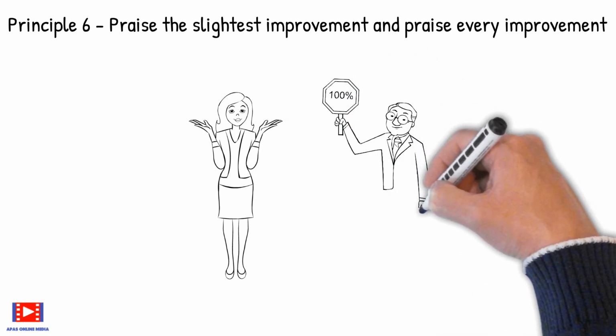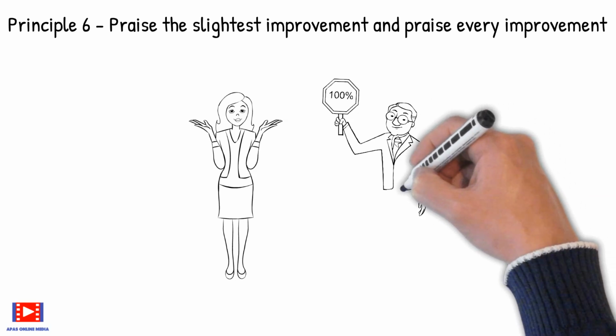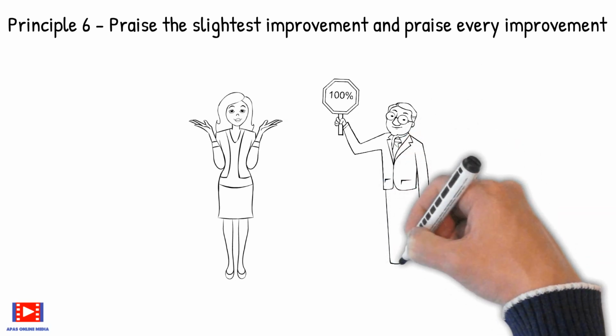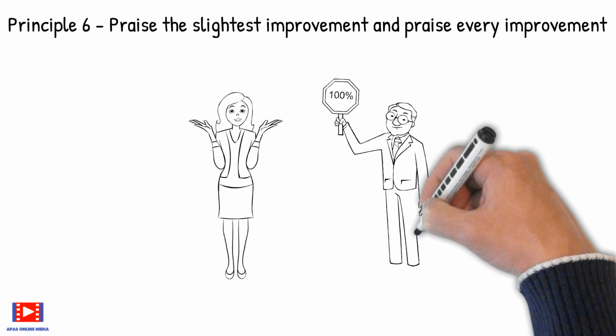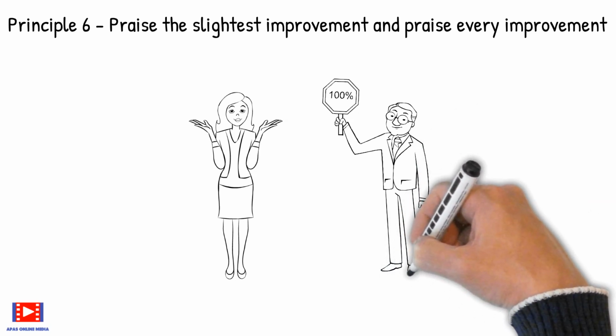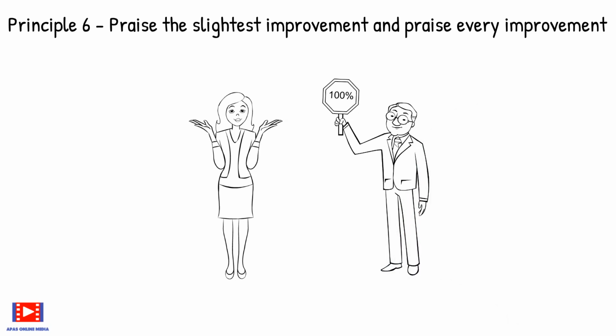Abilities wither under criticism. They blossom under encouragement. To become a more effective leader of people, we should always praise the slightest improvement and praise every improvement. We should be hearty in our approbation and lavish in our praise.